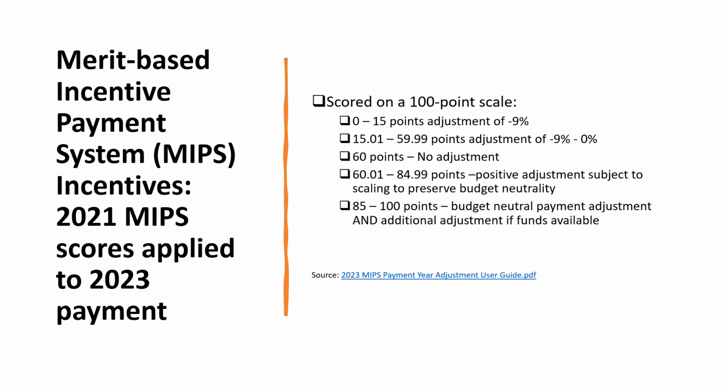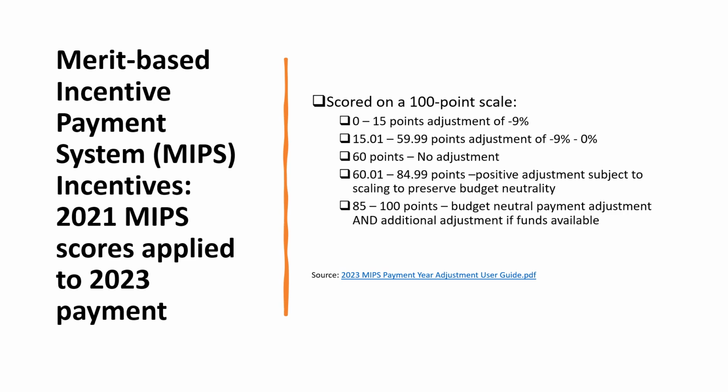So how does it work? The way it works is that they'll measure the program, say in 2021 in this example, and those scores don't get applied until your 2023 payments. These numbers may change from year to year, but there are a number of measures in the four domains which I shared before. And if you only score 0 to 15 points, you will see a pay cut of 9%.